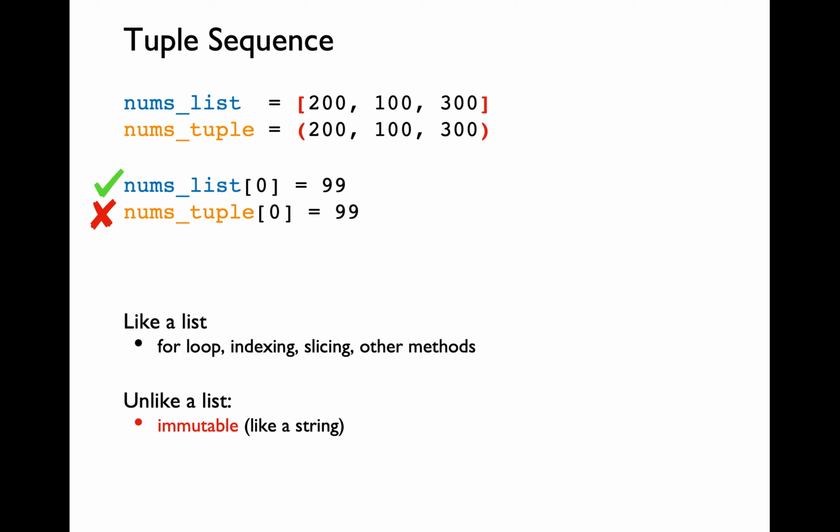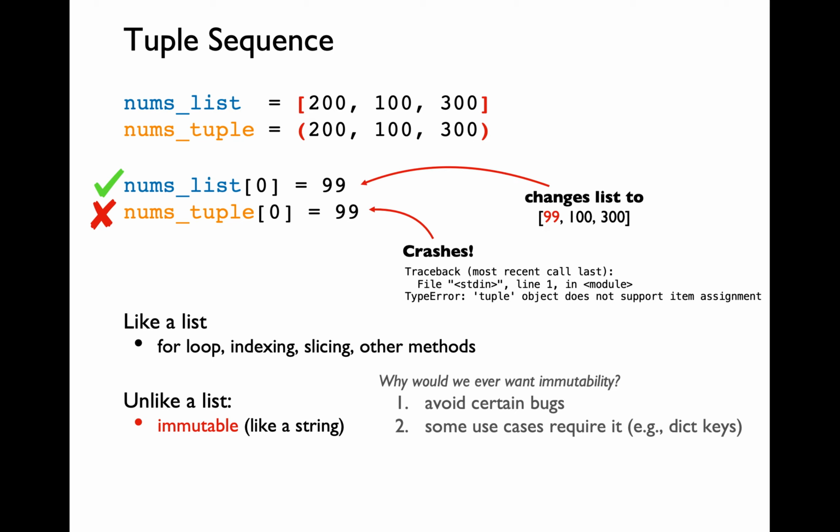So when you say nums_list[0] = 99, that will succeed. But when you say nums_tuple[0] = 99, your program will crash with an error stating that you have a TypeError: 'tuple' object does not support item assignment. All that you need to understand about this TypeError is that tuple is immutable.